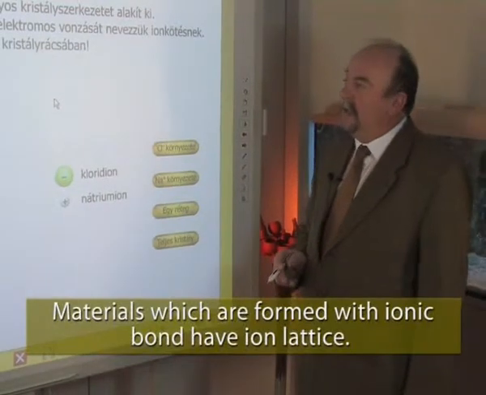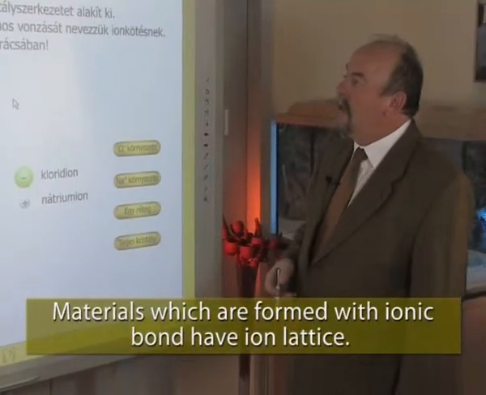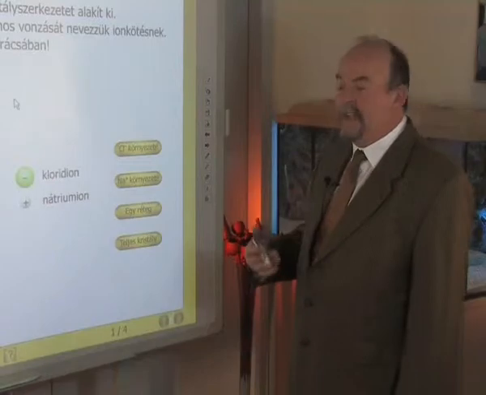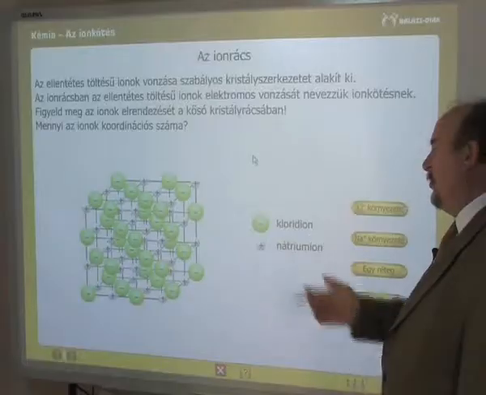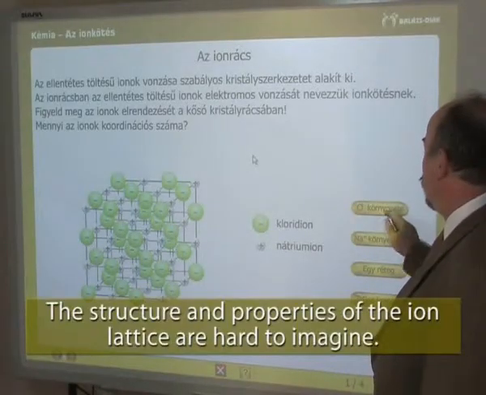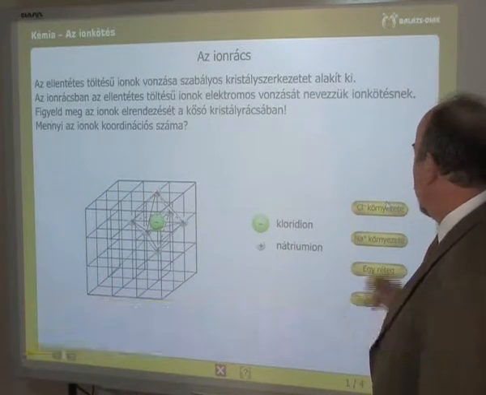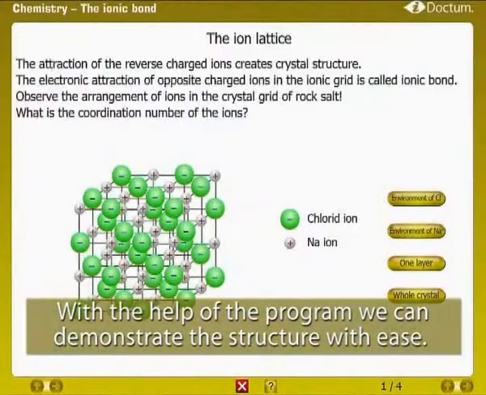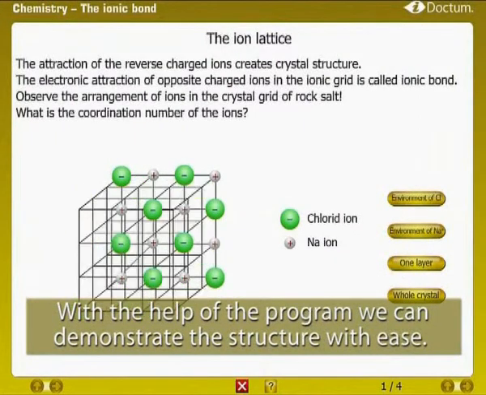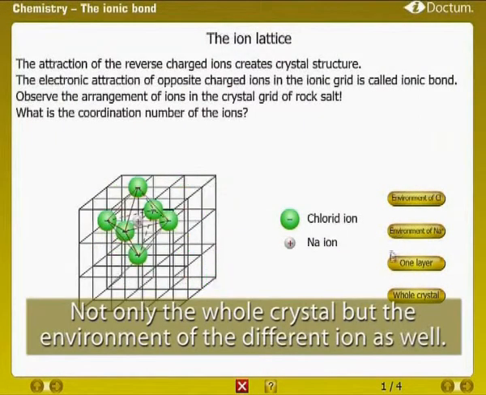Materials which are formed with the ionic bond have ion lattice. The structure and the properties of the ion lattice are hard to imagine. With the help of the program, we can demonstrate the structure with ease. Not only the whole crystal structure, but the environment of the different ions as well.